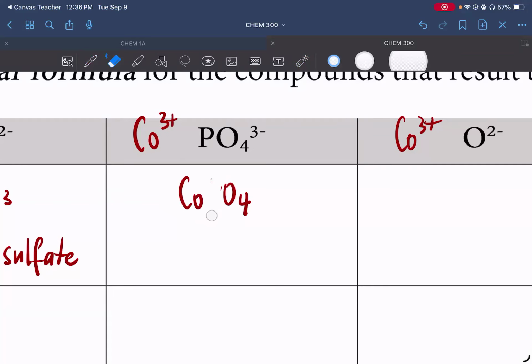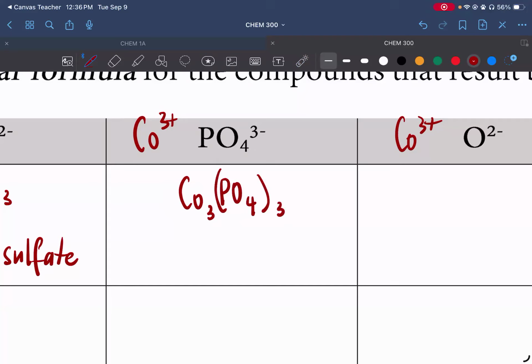Why? I'll say it again, and I'll write it out so we're explicit. When you crisscross, you get Co3(PO4)3. When determining formulae, we look for the lowest whole number ratio. 3 to 3 can be further simplified, so 1 to 1.